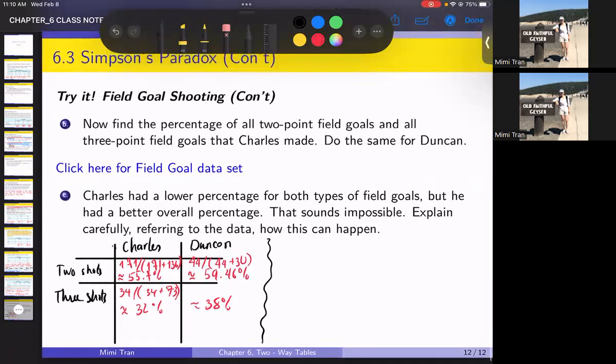So Char has a lower percentage for both types of field goals, but he had a better overall percentage. That sounds impossible. Explain carefully, referring to the data, how this can happen. Well, one thing you can tell me: Simpson paradox, right? So we can start out like this. We can say this is an example of the Simpson paradox.